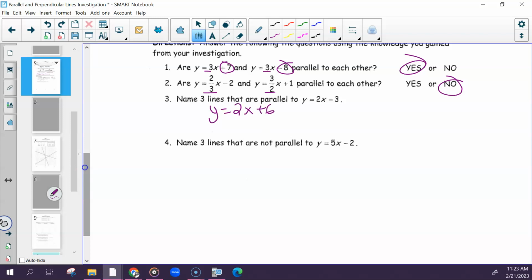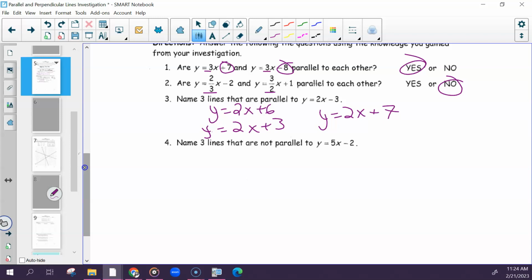Okay. Y equals 2x plus 6 works. Give me another, Cameron. 2x plus 3, that would work since the y-intercepts are different. And then Lily, you have one. It could have been 400, as long as it's different. Right? Now give me 3 lines that are not parallel.